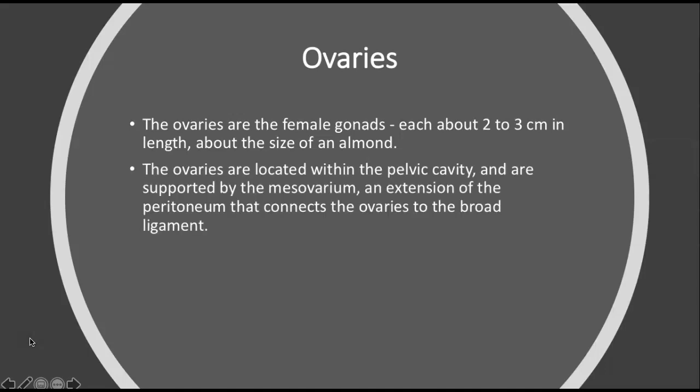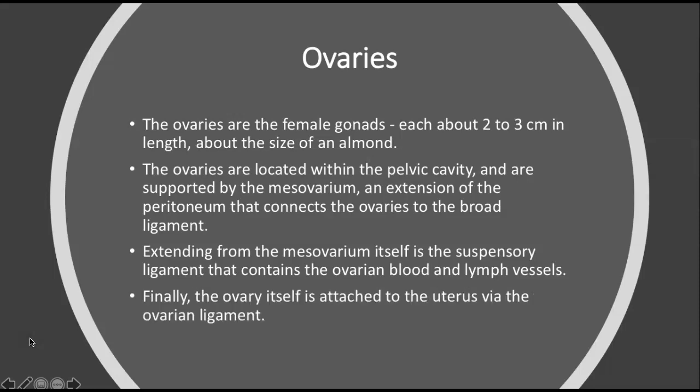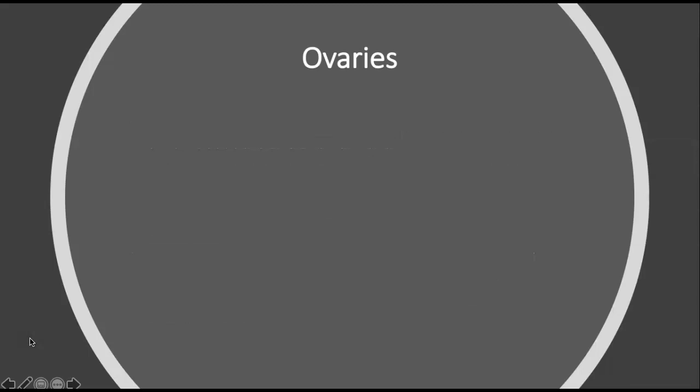They are located within the pelvic cavity, of course, and are supported by what is called the mesovarium, which is an extension of the peritoneum, and that connects the ovaries to the broad ligament. Extending from the mesovarium itself is a suspensory ligament that contains ovarian blood vessels and lymph vessels. And finally, the ovary itself, there's two of them, is attached to the uterus via the ovarian ligament.